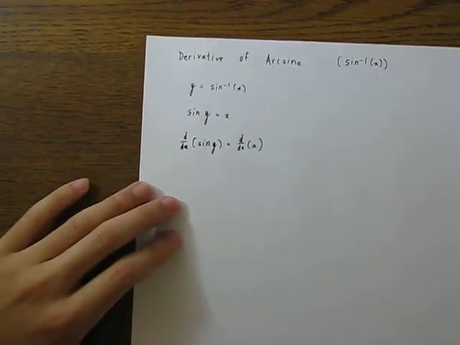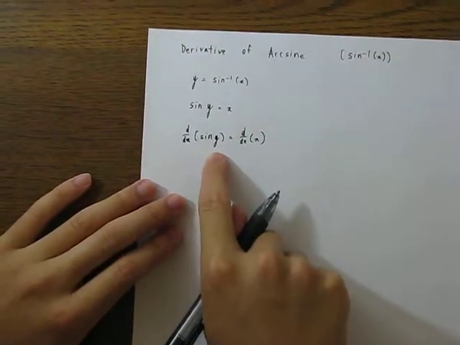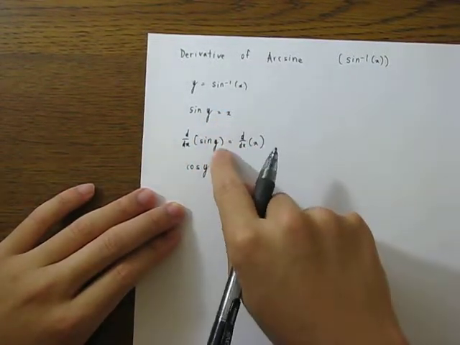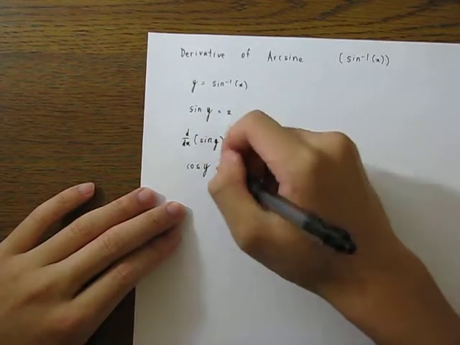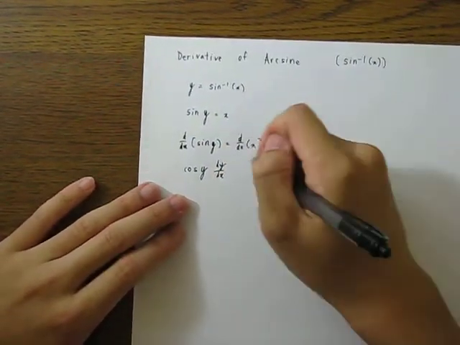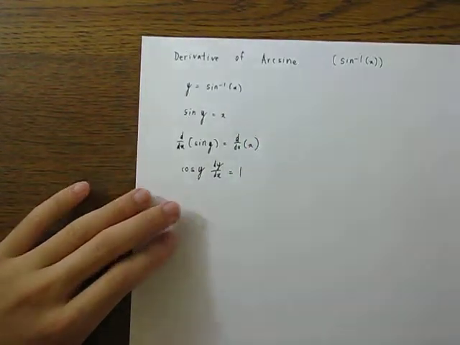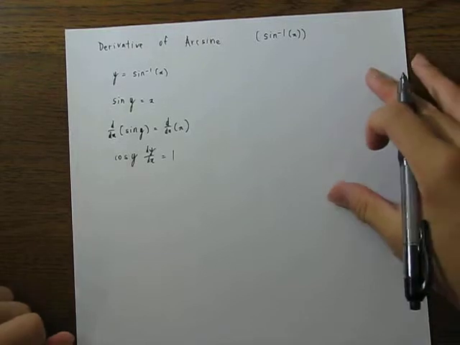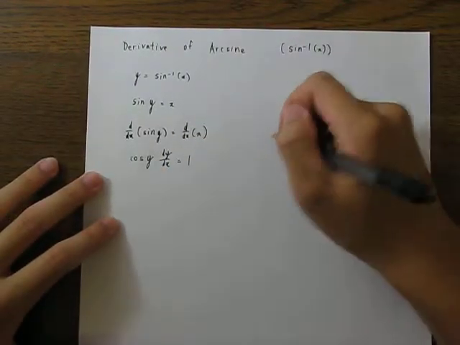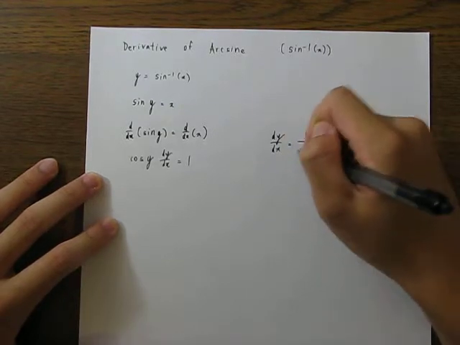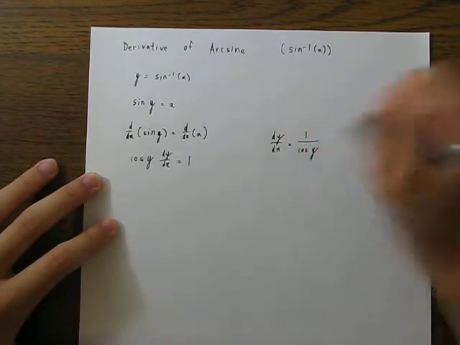Alright, so what do we have here? Well, sine of y goes to cosine of y. Cosine y, but you have to remember we're differentiating y with respect to x, which means you're going to have to tack on a dy/dx at the back. This is implicit. And then here we have d/dx of x equals 1. So now you solve for dy/dx, and we get 1 over cosine of y.